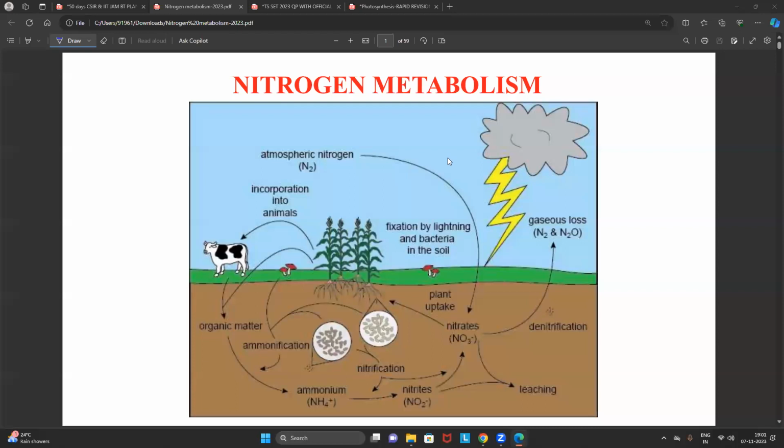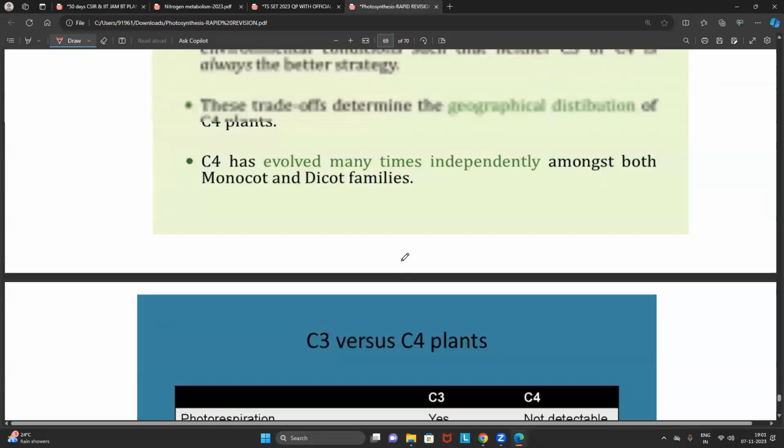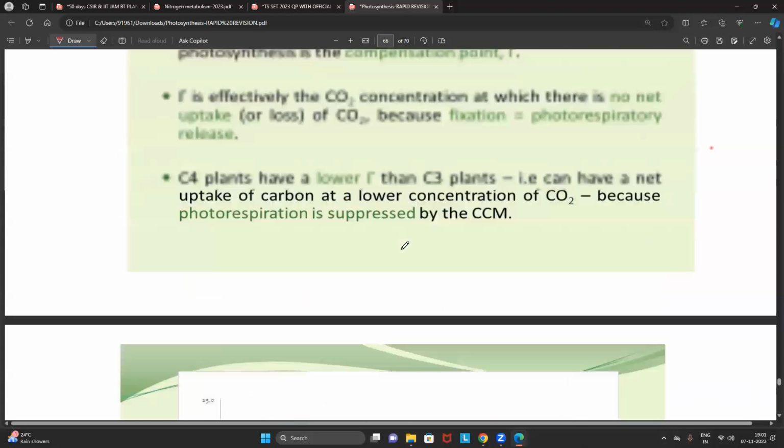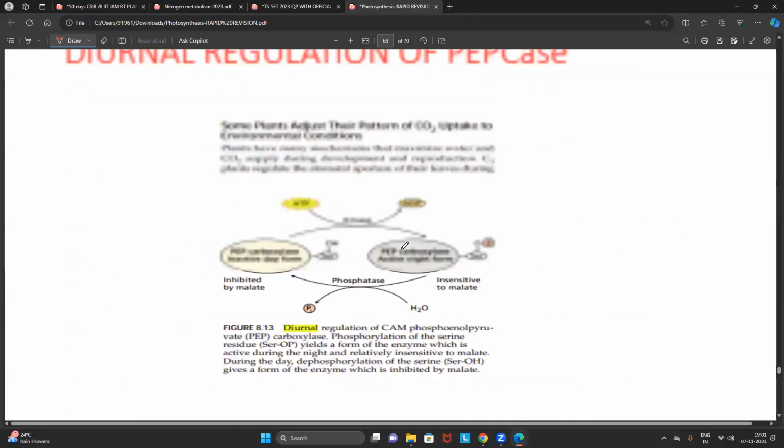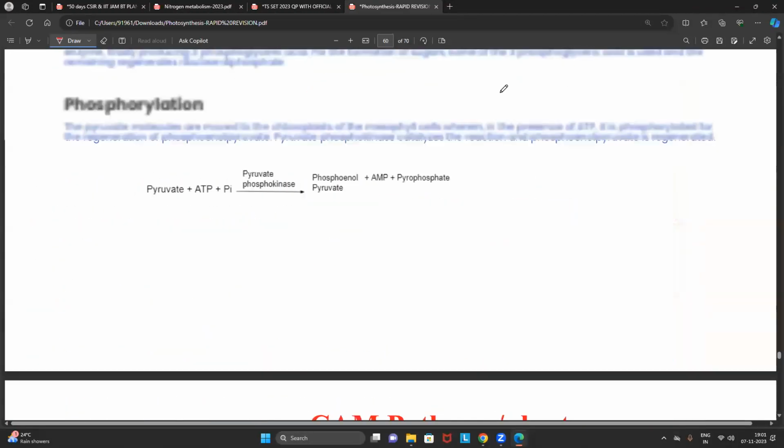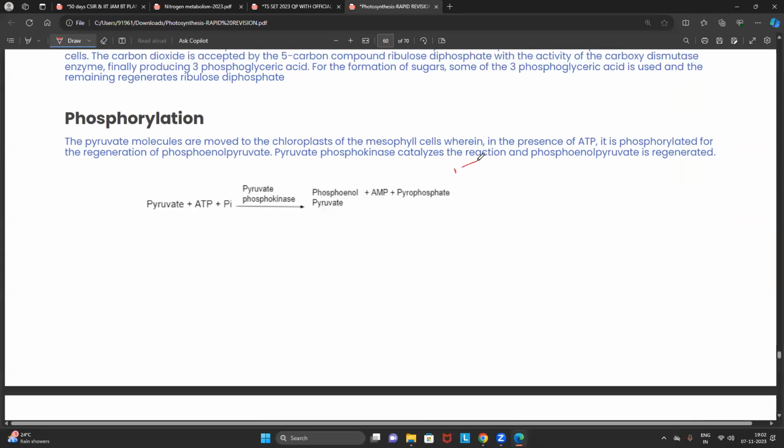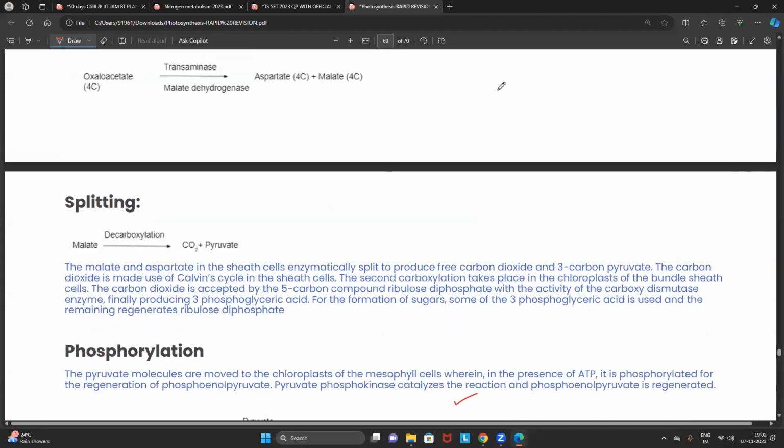Okay, that's perfect. So in yesterday's class, if every student can quickly recall, friends, we started discussing the C3 pathway as well as the C4 pathway. I strongly believe, I hope, every one of you remembered it. Every student, very quickly answer my question. Don't get confused. Think properly and answer my question.